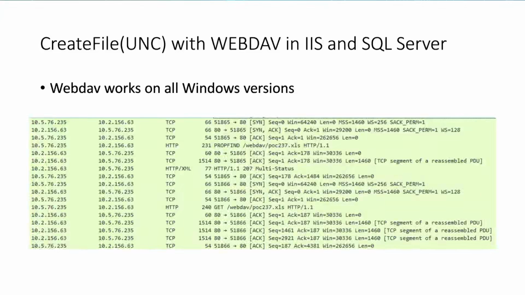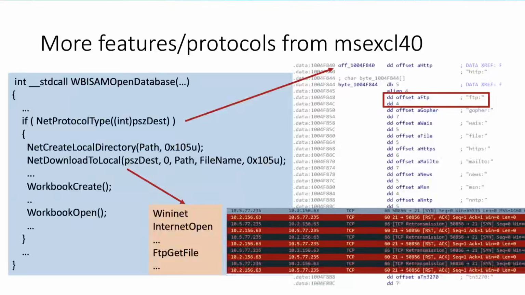If we set up a WebDAV server, IIS and the SQL Server successfully get the external database file from the remote WebDAV server. It works on all Windows versions. WebDAV and SMB are not the whole story.